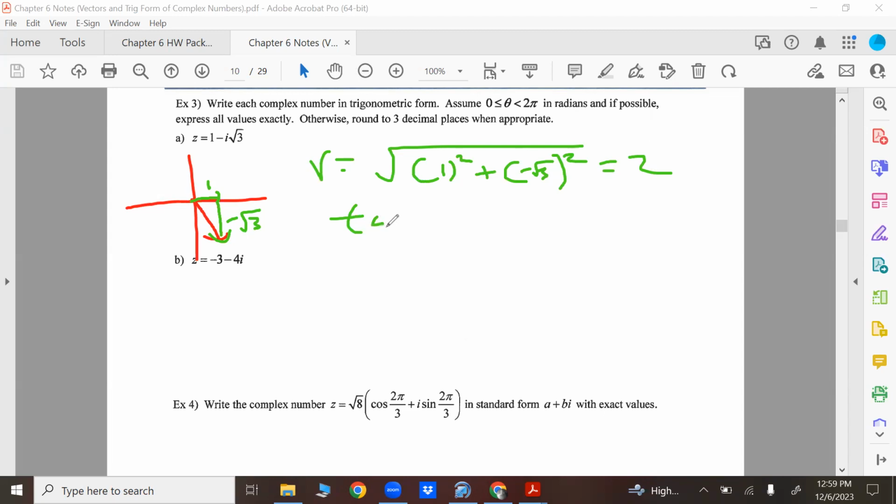And then tan theta is negative root 3 over 1. Now that's where you have to be in the right quadrant. What's the inverse tan of negative root 3? Just punch it in a calculator, or if I asked you in a class, say, what's the inverse tan of negative root 3? What would you say? And we'll do it in radians, by the way.